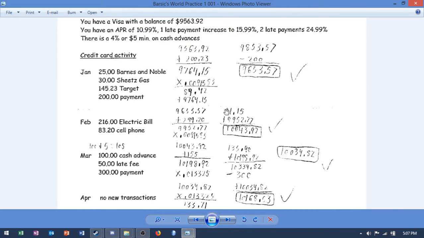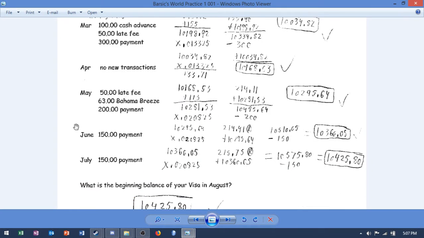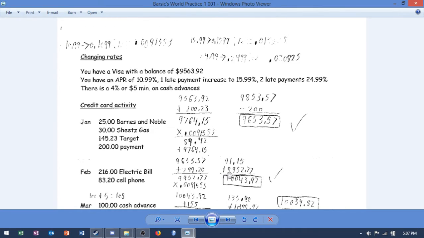So basically, in a nutshell, you want to start with the first MPR, then second because there's a late fee, then third because there's another late fee, and the final answer at the bottom. So that's essentially what that is with the changing rates.